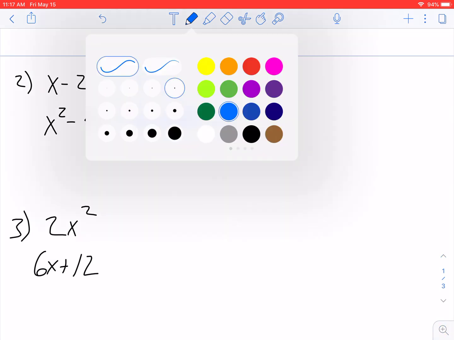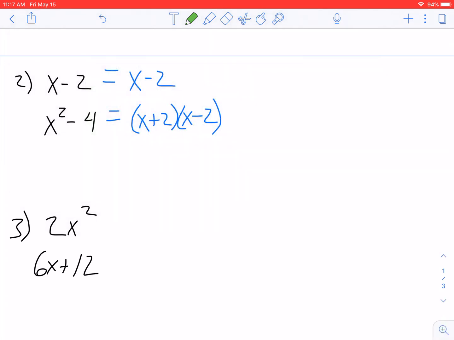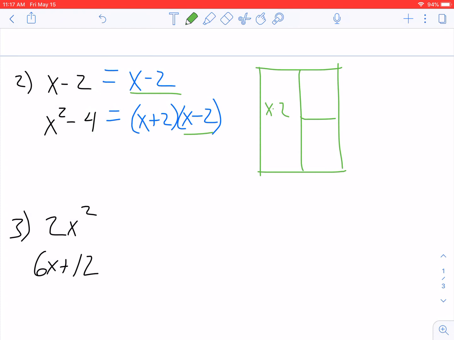Now, one thing we can create is something that's referred to as the box strategy, such that we can then go ahead and say, all right, what do they have in common? They both have an x minus 2. And then what's left over? Well, in the top, there's nothing left over. So if we wanted to, we could write a 1. And in the bottom, we have an x plus 2 left over. So I can write x plus 2.